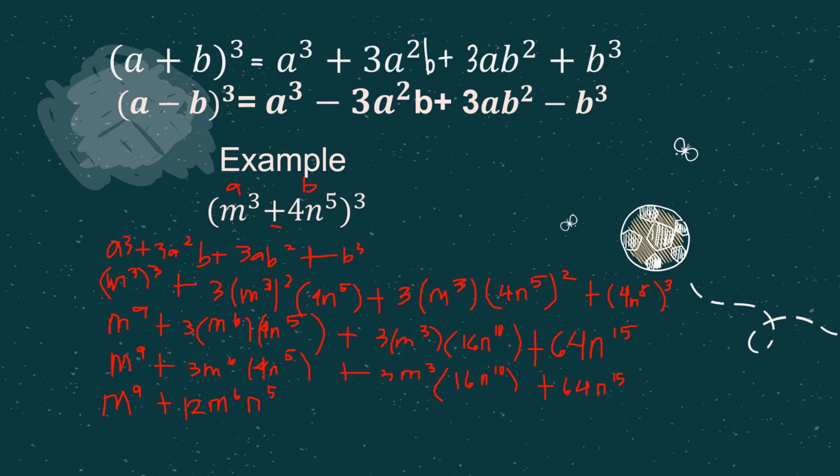Next is this. Plus 3 times 16 is 48. So 48. There is no m to multiply inside, so m to the 3rd power, just copy it, and then n to the 10th power. And then plus, since there is nothing to multiply, 64 n to the 15th power.